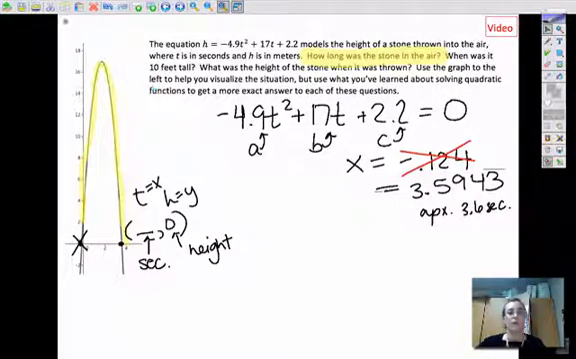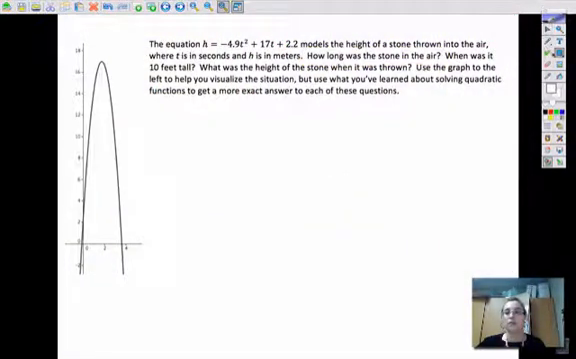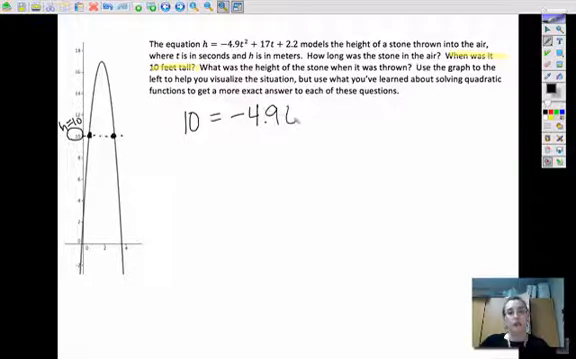All right. So let's answer the next question. When was it 10 feet tall? Okay? So if I go over to my graph, I see that I can look at a height of 10. And I look across my graph, I see that there are two spots on my graph where the height is 10. So I'm going to solve for 10 equals negative 4.9t squared plus 17t plus 2.2.